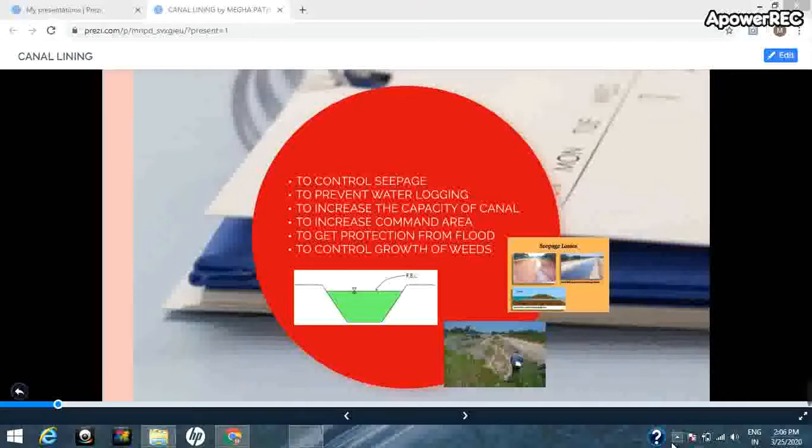Last one is to control the growth of the weeds. If your canal is not lined, then unnecessary plants would grow up. That would cause hindrance to the flow of water through the canal, and hence velocity would get reduced, discharge would get reduced, and in that case we require a larger cross-sectional area to get the desired amount of discharge.